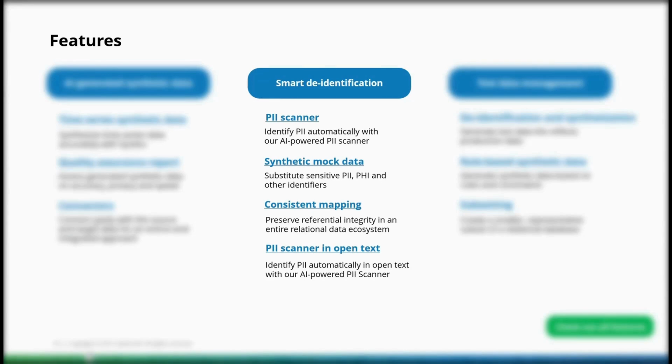For smart de-identification, we begin with our PII scanner, which uses AI to quickly identify the most sensitive columns in your database. These columns can then be replaced with synthetic mock data. With over 150 different mockers available, you can apply consistent mapping on those mockers to ensure that input values are consistently mapped to the same output values, maintaining data integrity across different data generation jobs, tables, and systems. Our PII scanner also de-identifies columns containing open text information.